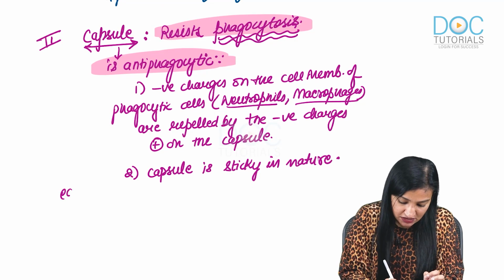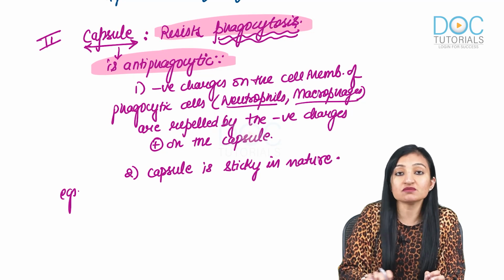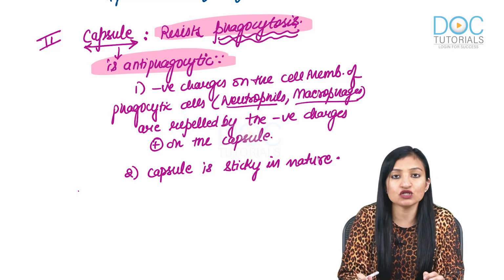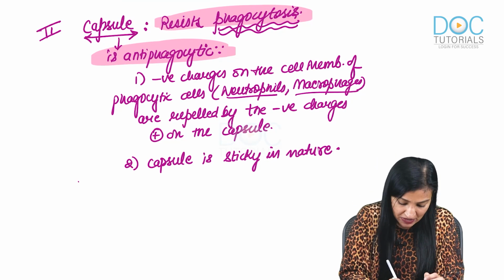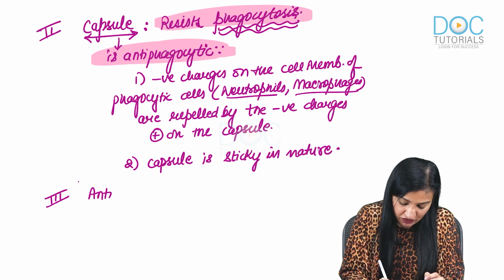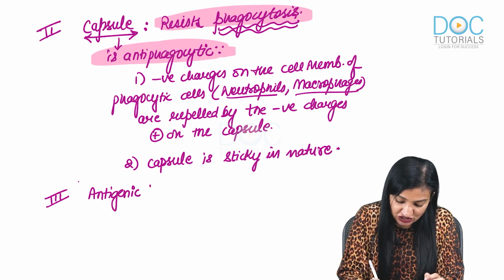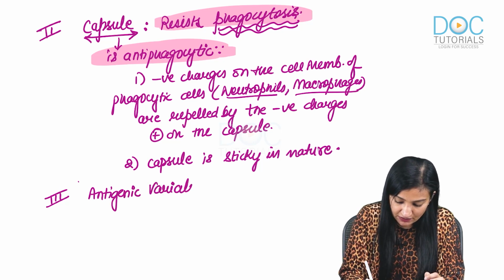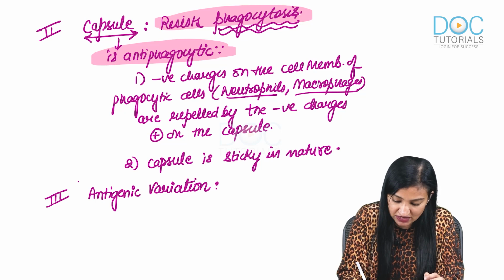Now, examples of important capsulated organisms we already have covered before during bacterial cell anatomy or structure. Then thirdly, the third important virulence factor is antigenic variation. Now, what does this mean?